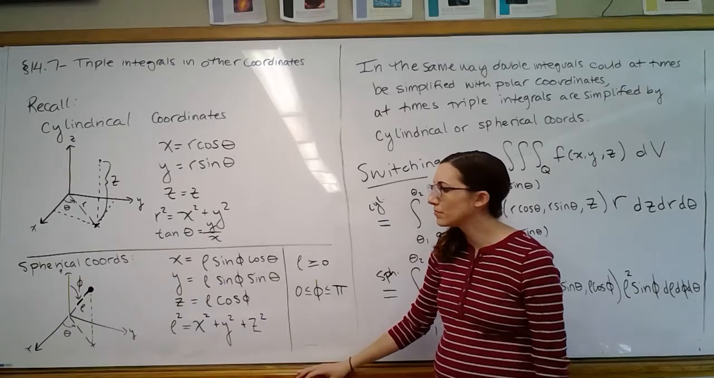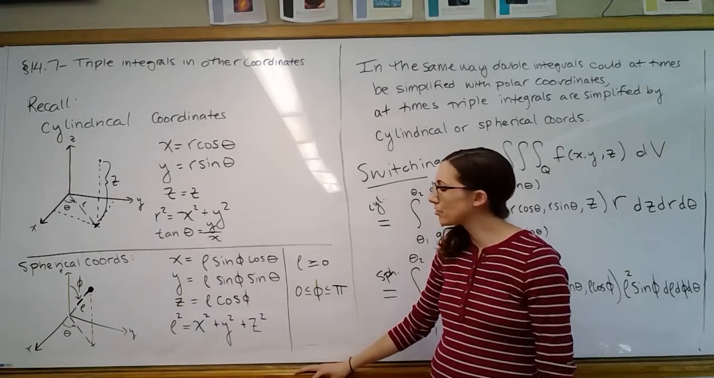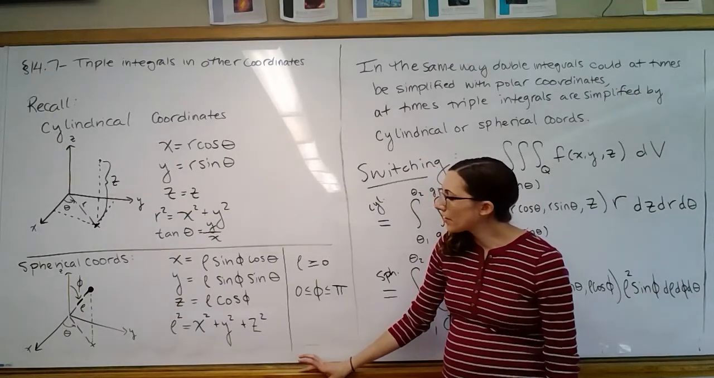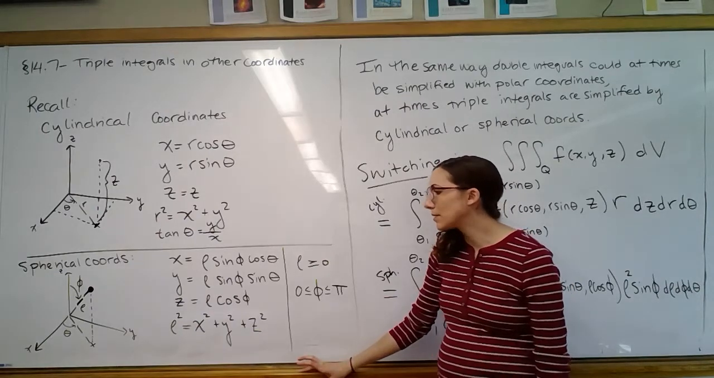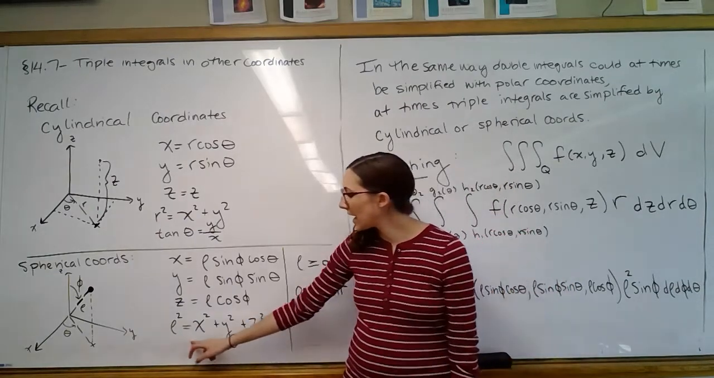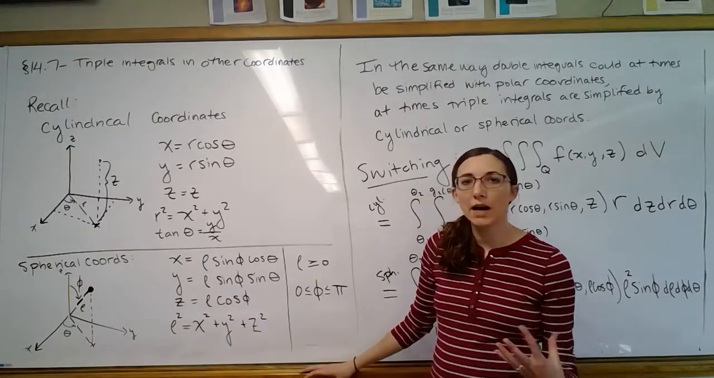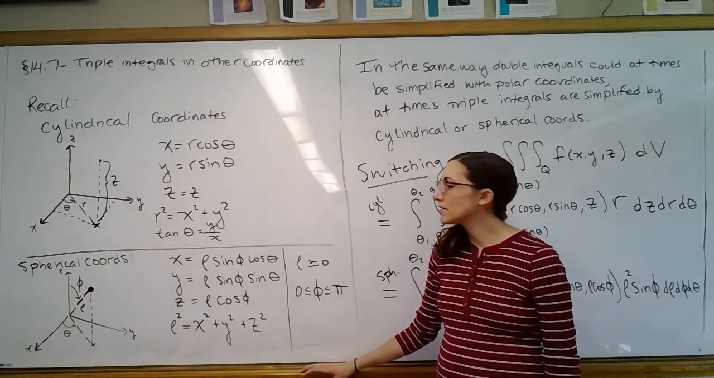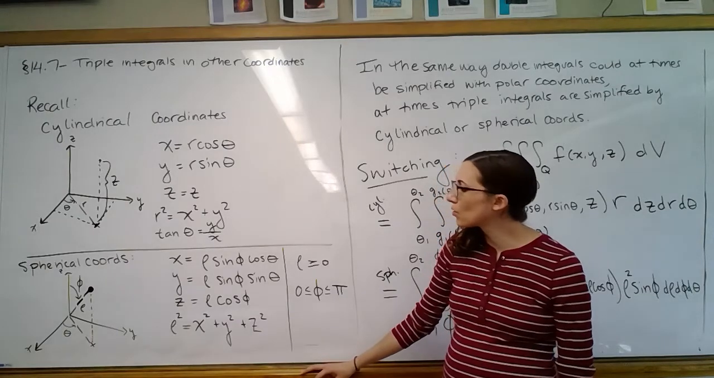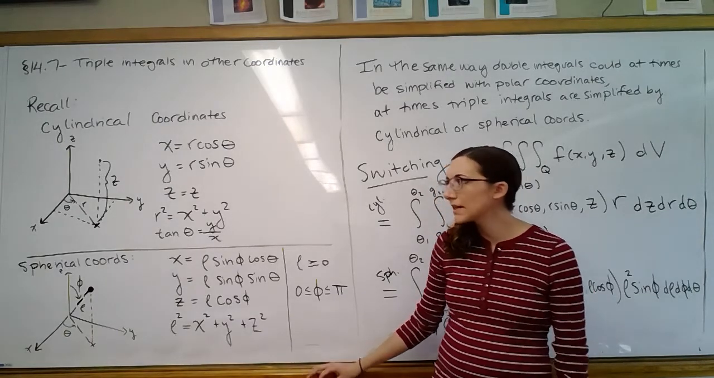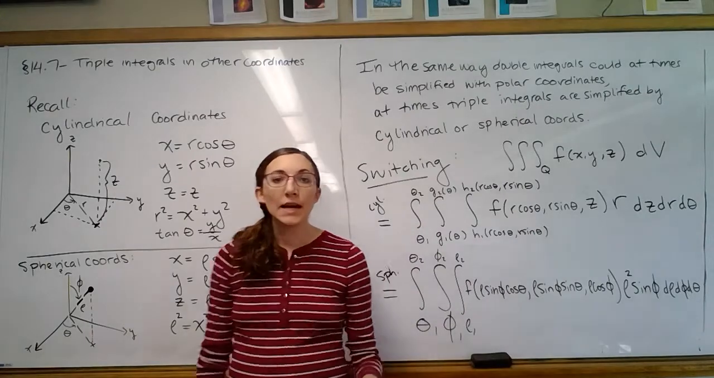Find the right angle triangles and find all those trig identities. And then we've got that rho squared is x squared plus y squared plus z squared, which you can recognize as the equation of a sphere, because if rho is a constant, it's just going to trace out a sphere in spherical coordinates. So what we're going to take a look at now is how do we convert an integral into these.